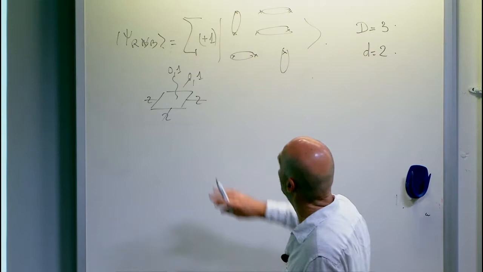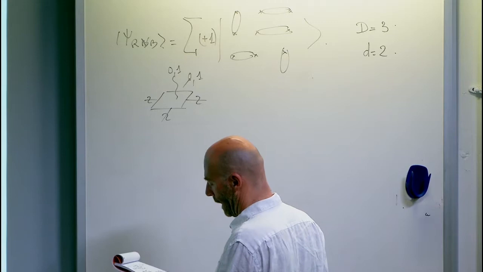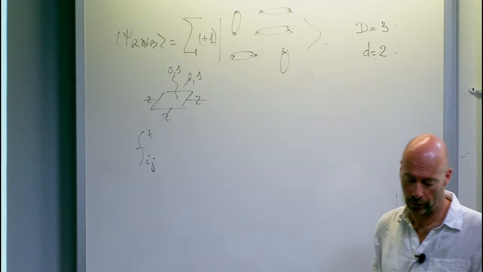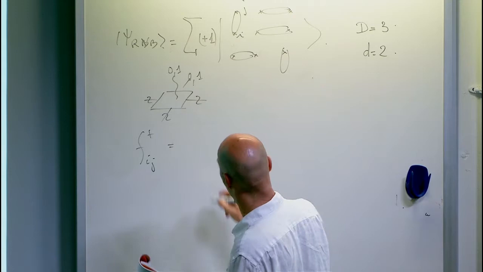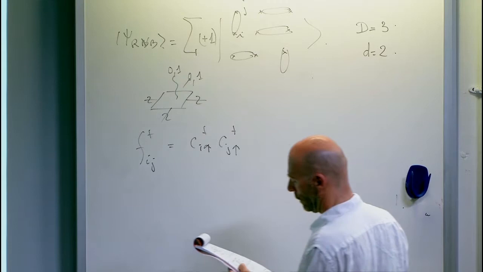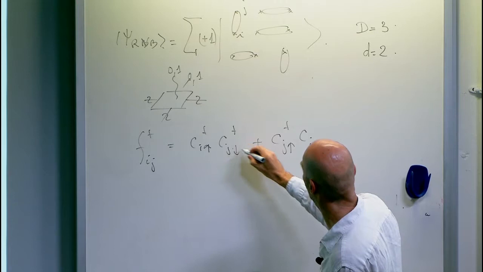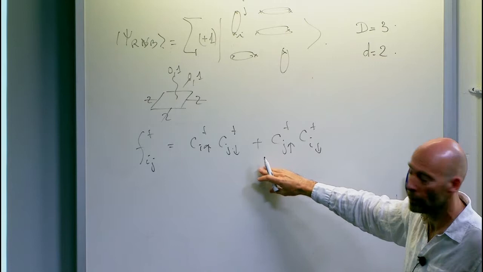Then I want to rewrite this in terms of the fermion. So what does it mean? It means basically that I have to create these dimers. I can rewrite the operator that creates the dimers in terms of fermions. So this is i and j. I will write it as c_i up dagger c_j down dagger plus c_j up dagger c_i down dagger. That's my singlet operator, which now in the Fermi representation is symmetric.